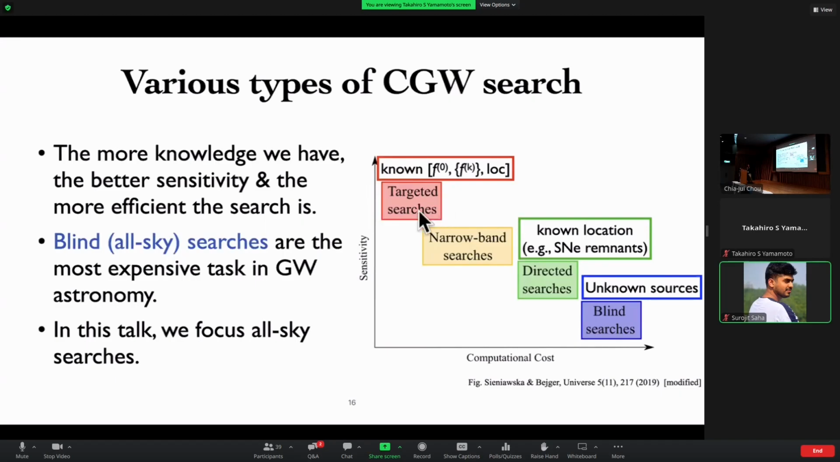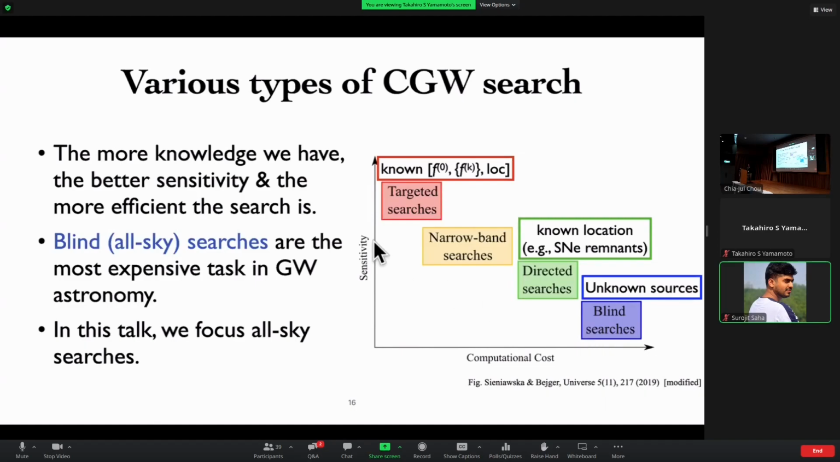Then narrowband searches. In narrowband searches, we only know F0 and the location, but we don't know the frequency change rate. Here, directed searches, we assume only the location is known, such as a supernova remnant. And at the right bottom, there are blind searches, or in other words, all-sky searches. We do not assume any sources. We search over all parameter space, frequency change rate, and all sky.